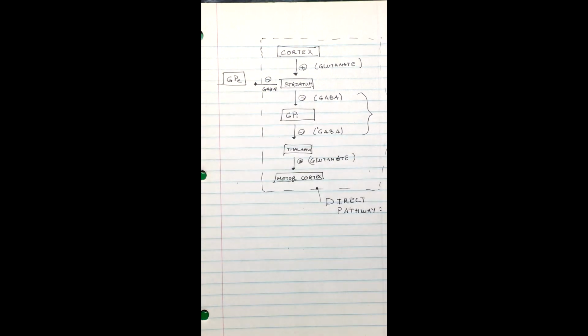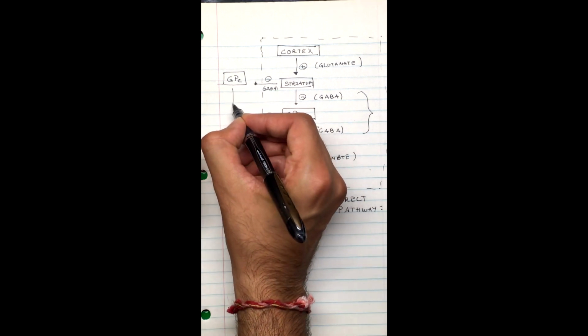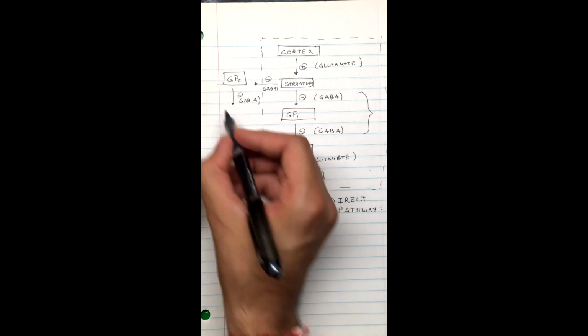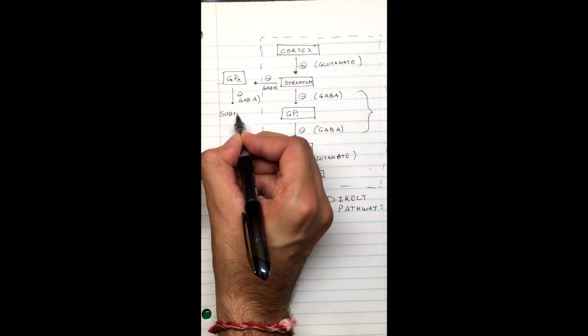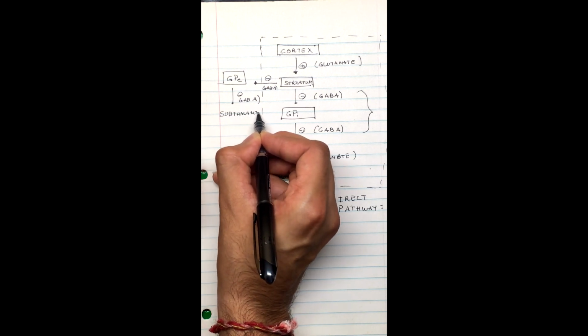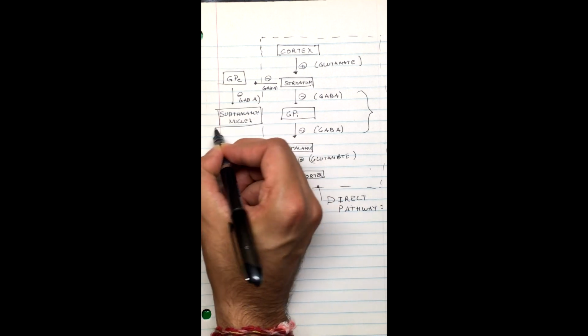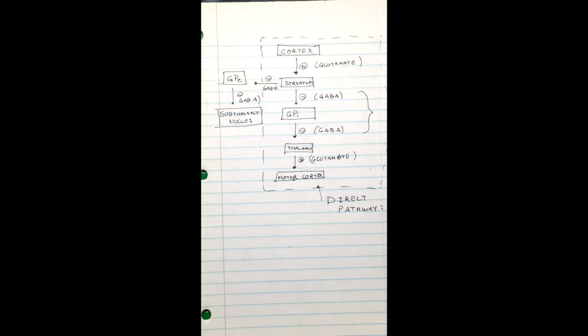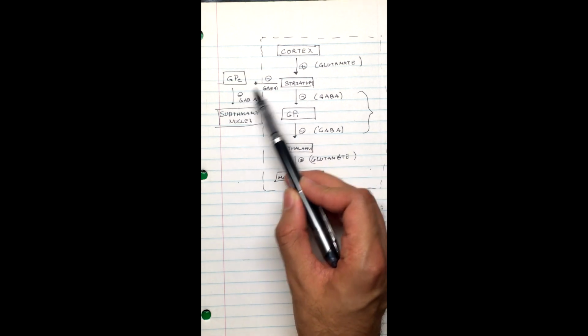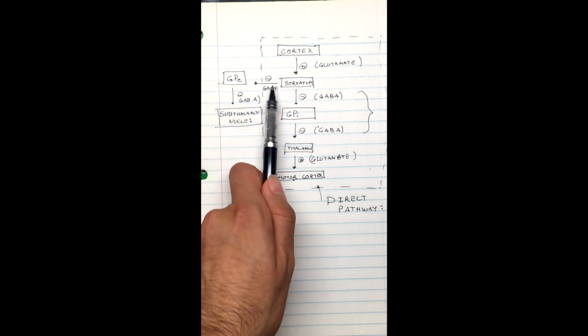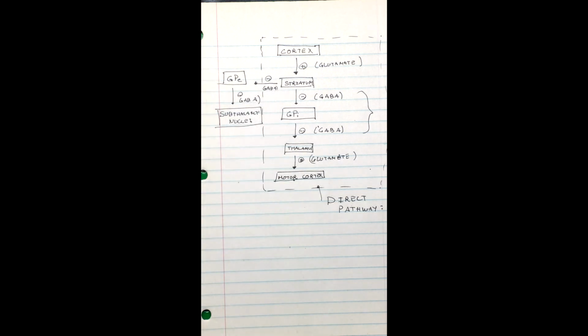Okay? The Globus Pallidus external segment is then going to also inhibit, so GABA, the subthalamic nuclei. So, the same thing that we talked about. When we have two inhibitions, it's going to lead to disinhibition. So whatever the subthalamic nuclei is connected to, it's actually going to be activated because we're inhibiting what it's really connected to. So, the same logic applies.